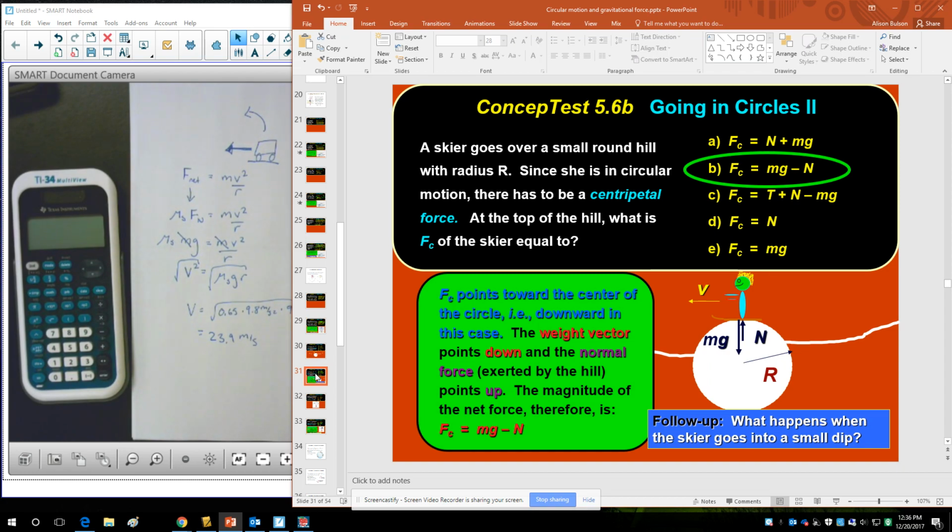Similar to the story of the Ferris wheel, the centripetal force in total needs to point down in towards the center of the circle. So the weight of the skier needs to be larger than the support force of the snow at that point. So normal force is smaller and opposite in direction. Centripetal force is equal to weight minus normal force.